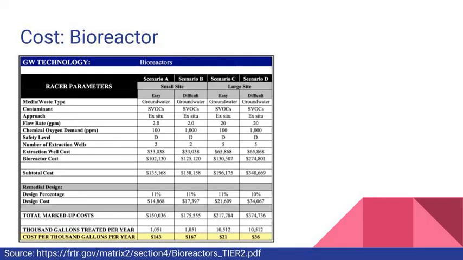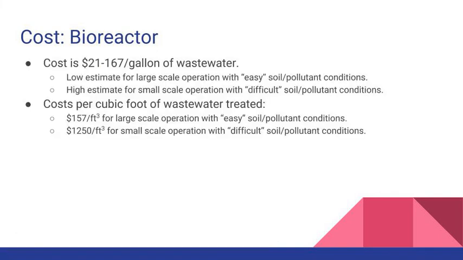This table from GW Technology shows 4 scenarios and the various costs for treating groundwater in each scenario. The total cost consists of the cost of the extraction well, the bioreactor, and the design. As shown in the table, large-scale operations had a lower normalized cost than small-scale operations, despite having a higher cost outright. Costs were also lower for operations under easy conditions, such as low initial concentration of pollutants or simply pollutants that are easy to treat.